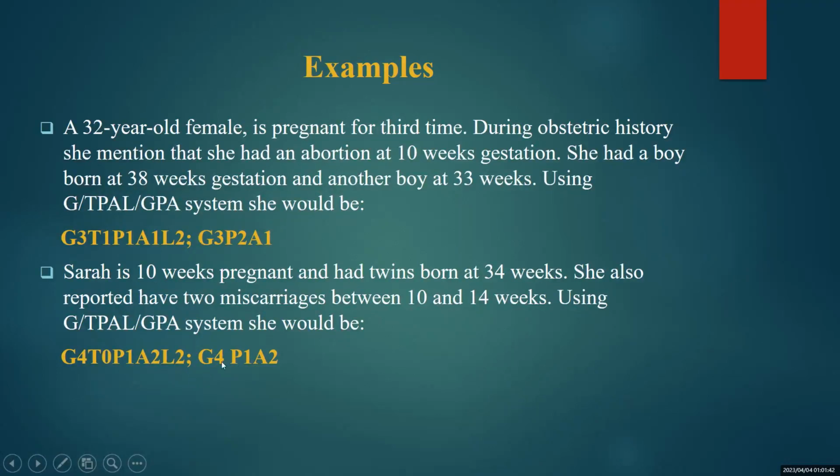In the GPA system, she's G4 for pregnancy. She's on her 4th pregnancy. She has carried 1 pregnancy to the point of viability, and she has had 2 abortions. So she's G4, P1, A2.